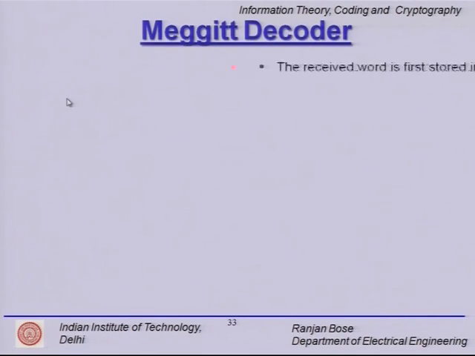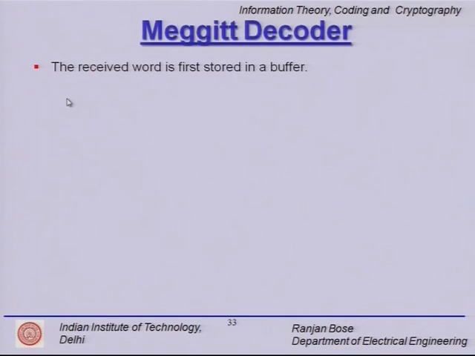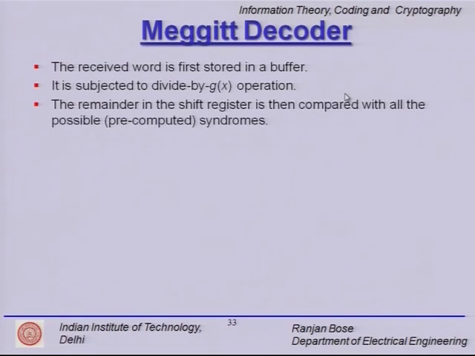We finally come to the flow chart of how we do the decoding using a Meggitt decoder for cyclic code. So, first what you do is take the received word and store it in a buffer. Buffer of what? It is nothing but a shift register. Now, we have a very efficient divide by g of x operation. So, we subject it to the divide by g of x operation. Then the remainder in the shift register is compared with all the possible pre-computed syndromes. The remainder in the shift register is what you get after division by g of x.